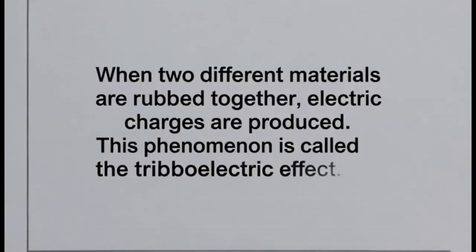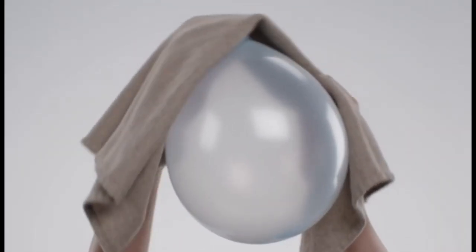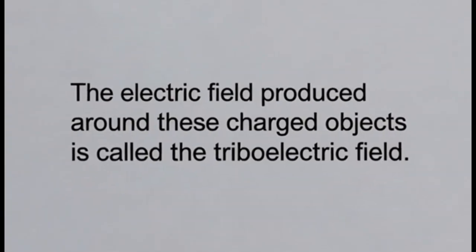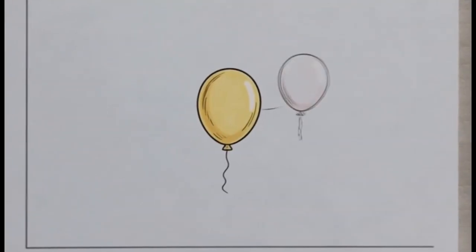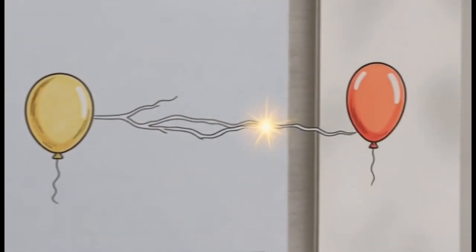When two different materials are rubbed together, electric charges are produced. The balloon loses electrons and becomes positively charged, while the cloth becomes negatively charged. The electric field produced around these charged objects is called the triboelectric field. This effect is common in daily life, such as balloons sticking to walls or sparks in dry weather.